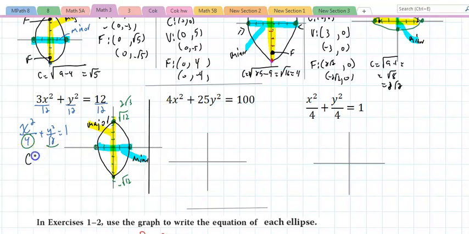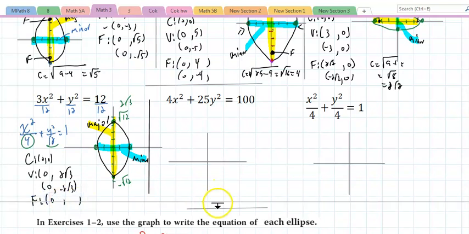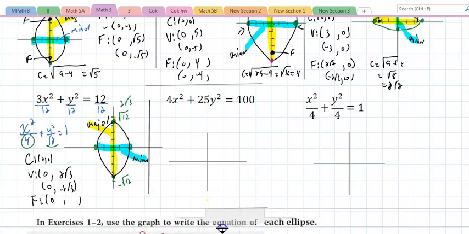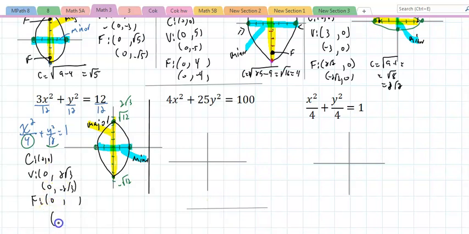The vertices, the center is at 0, 0. That's simple. The vertices, since the stretch is along the y, that's 0, 2 radical 3, and 0, negative 2 radical 3. The foci are also on the y-axis. And how does that work?